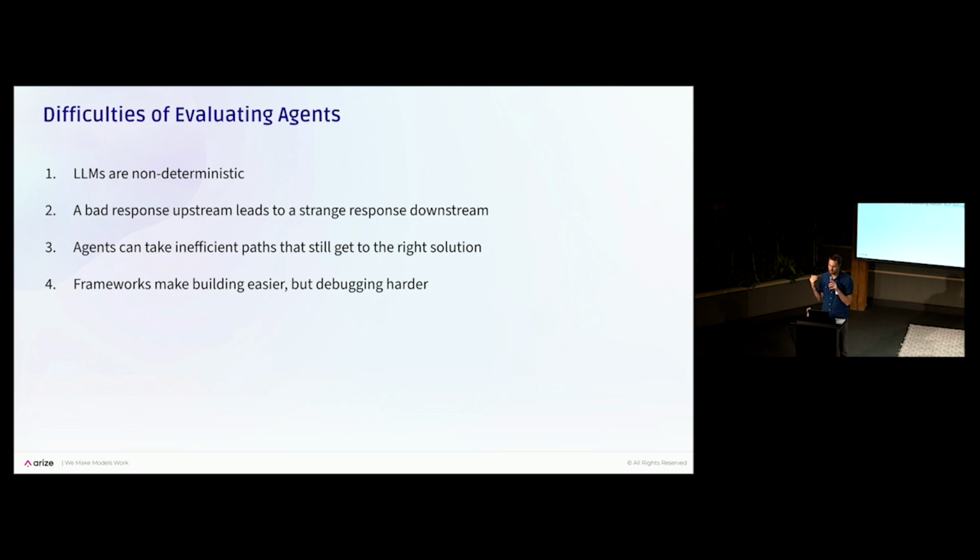And the last one, this is sort of my own take, but I think there's a lot of frameworks that make building an agent really easy to do, especially as you get started with things, and there's a lot of examples that are out there, but it can make debugging harder as you go. So if you're using frameworks that obfuscate some of what's happening under the hood, that makes things easier to build, but then it can make things a little bit more difficult to debug.